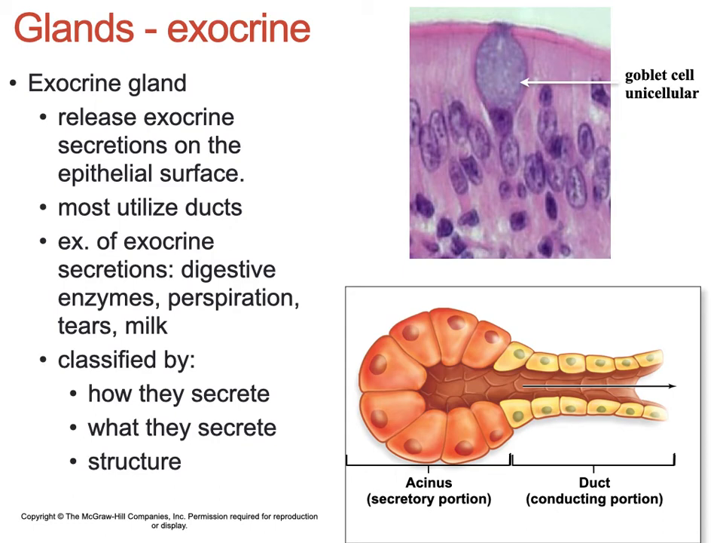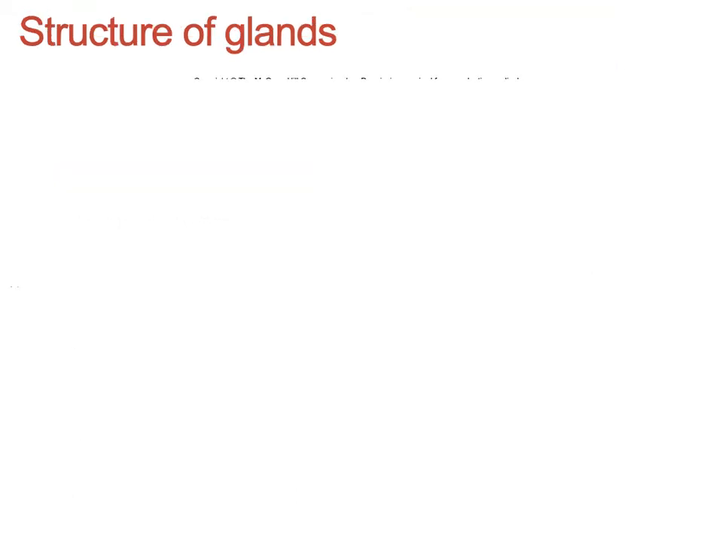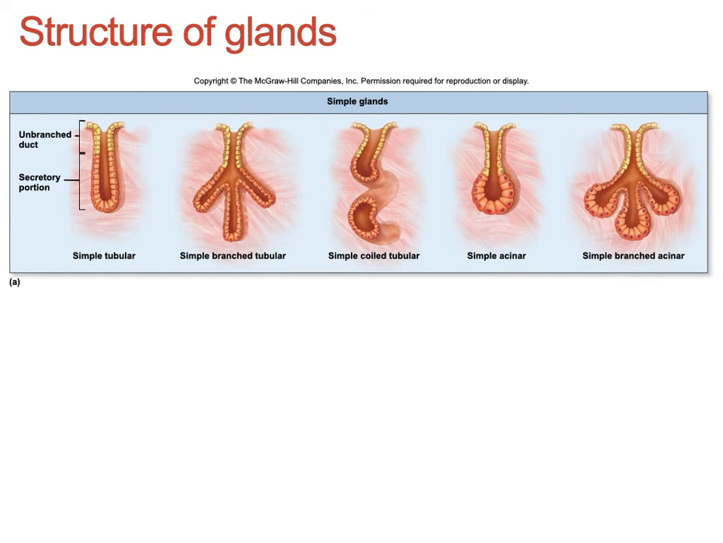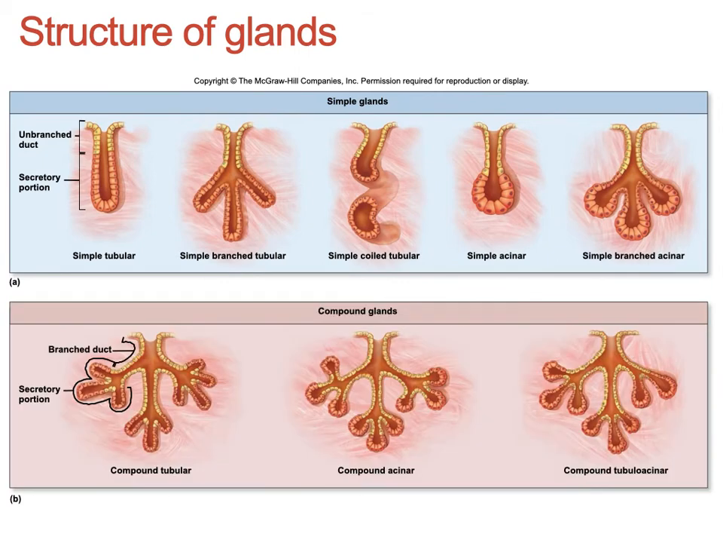And then, of course, these multicellular glands can be further divided into different categories. So a duct will be considered simple if it has a single unbranched duct. If the gland is compound, then the duct is branching. So a simple duct will be one that is unbranched, and a compound duct, as seen along the bottom, will be considered branching or branched.